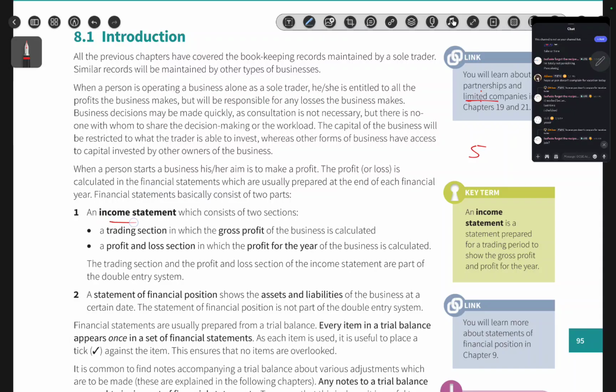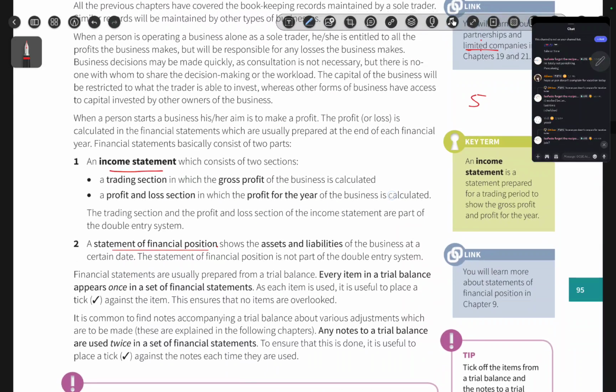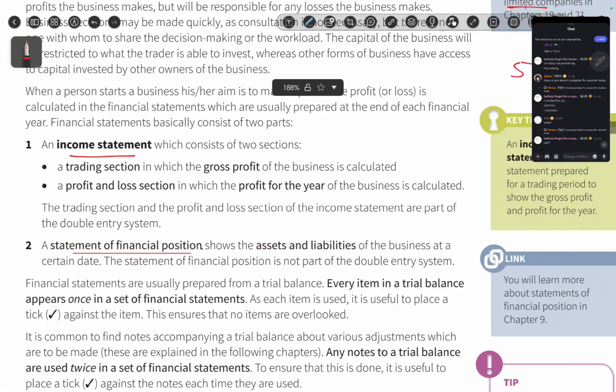Basically, it consists of two parts. There's one income statement, and there's a statement of financial position. We've already discussed both of these, but we're just going deeper into it. So the income statement has two sections: a trading section, in which we calculate up to the gross profit, and then we have a profit and loss section where we calculate the profit. So you take gross profit and you subtract your expenses. Okay, so your trading section is basically the part of your income statement that's related to your trading.